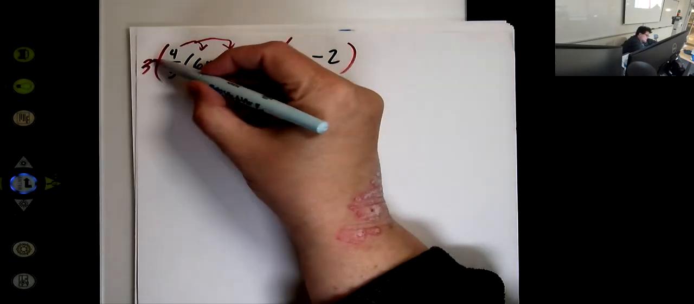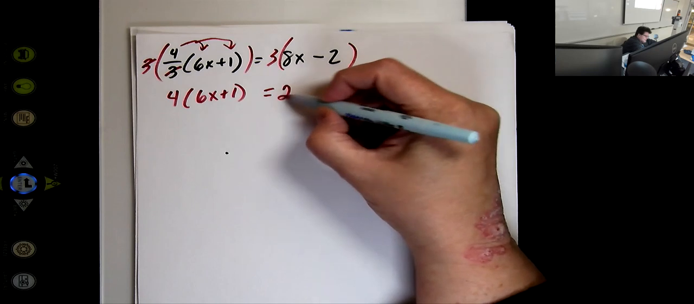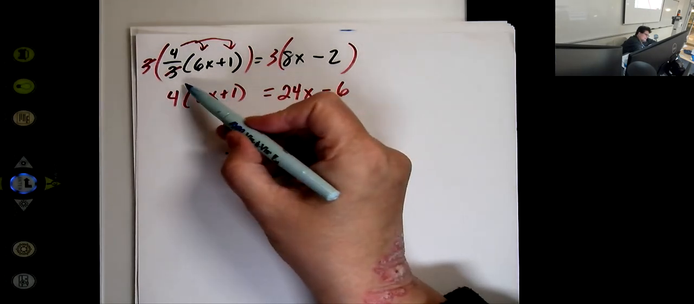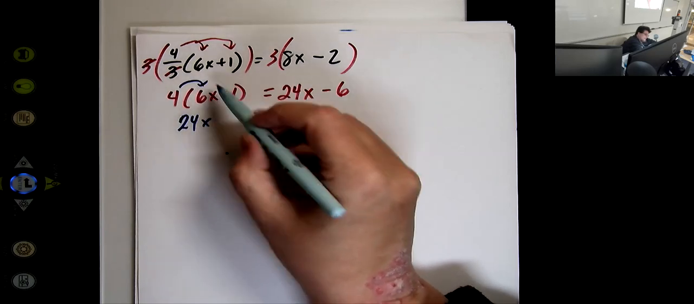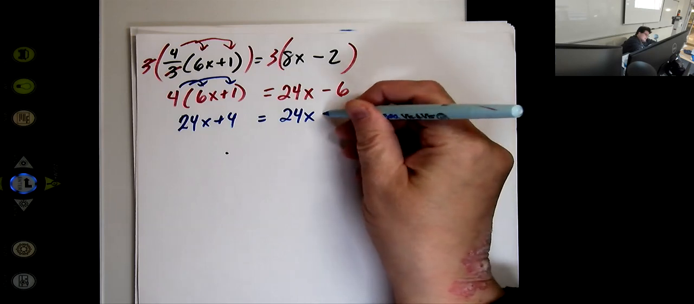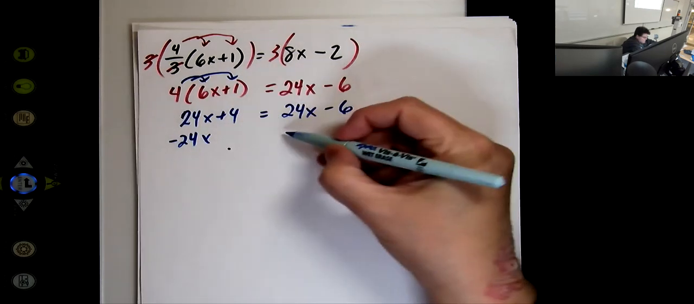If I do it on this one, the 3 just cancels and I'm left with 4 times 6x plus 1. On the right side, I have to distribute and I get 24x minus 6. Now I would distribute. People are less likely to make mistakes when there's no fraction there. The 4 times the 6 is 24x, and 4 times the 1 is 4. And they're both the same amount, so it doesn't really matter which one I move.